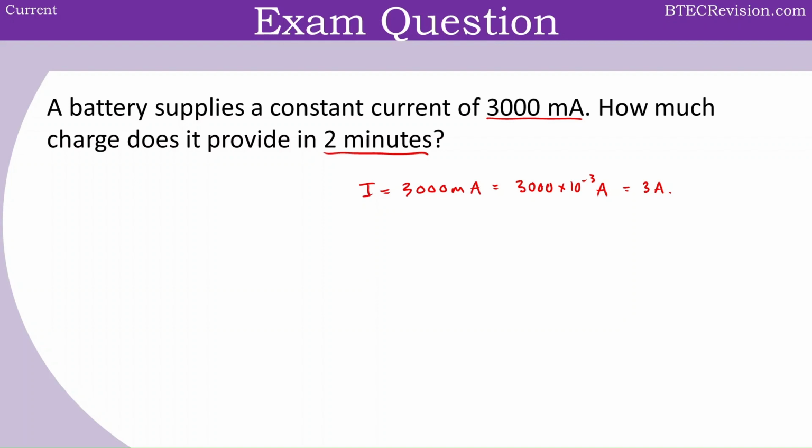Now we can look at time. Time equals 2 minutes, and we want seconds. So that's 2 times 60 seconds in a minute, so that's times 60, which gives us 120 seconds. Now we can write down our equation, which is Q equals I times T, and we can multiply our numbers. So current is 3, and time is 120 seconds, which gives us a value of 360 coulombs.